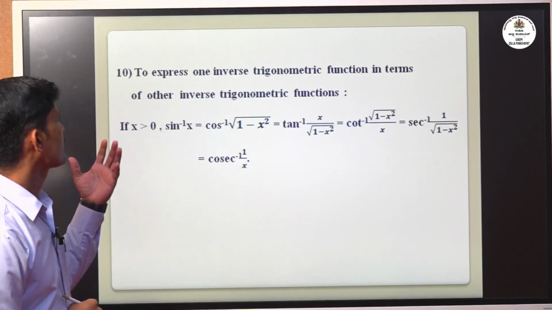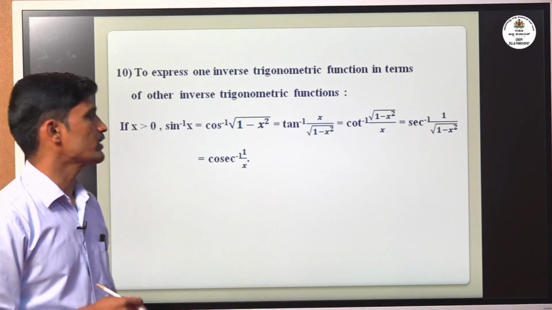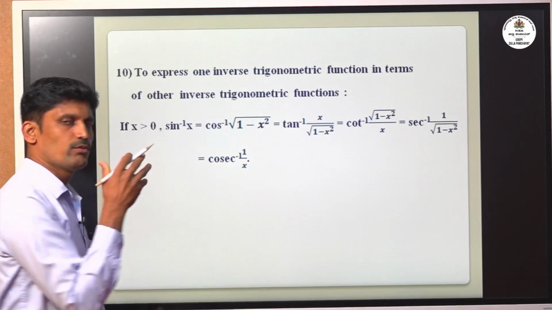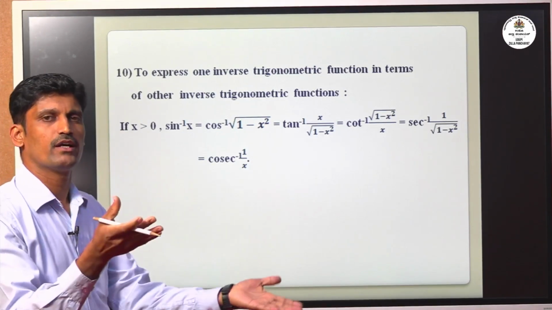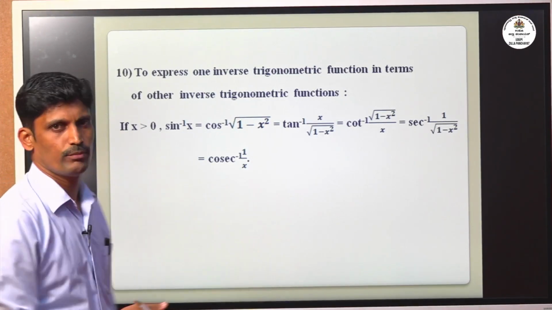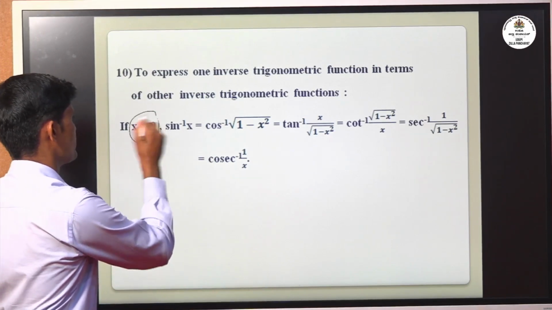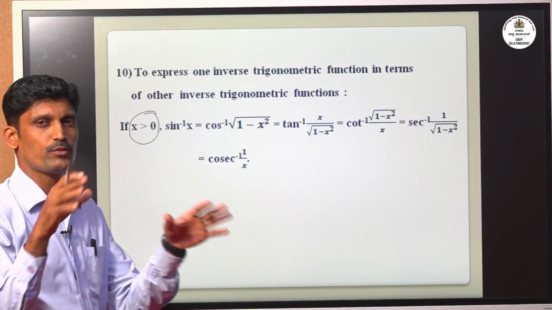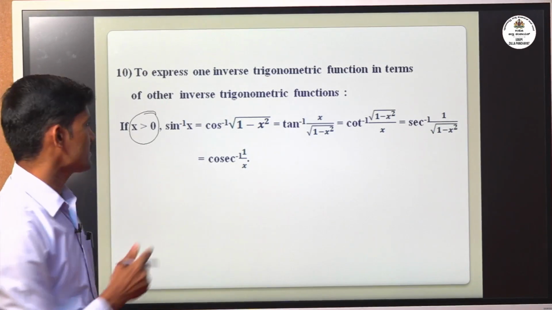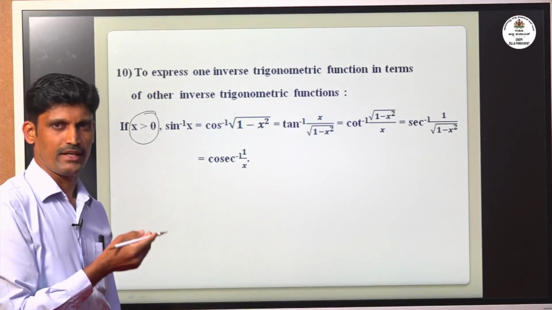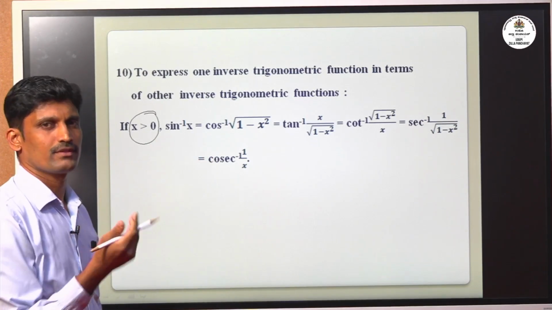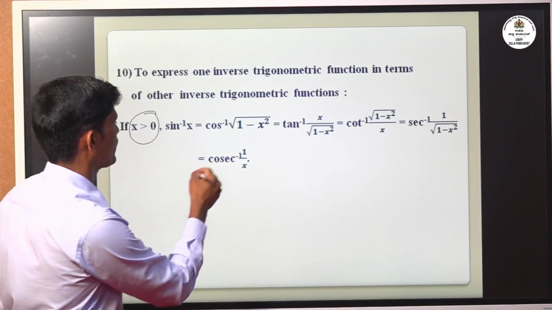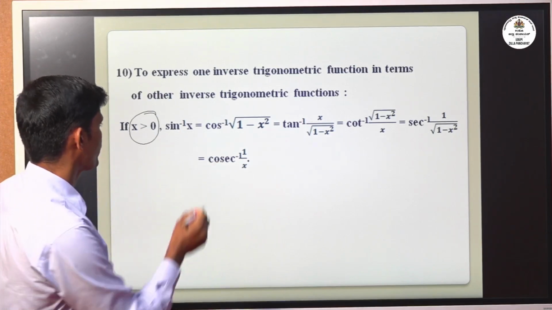And then, to express one inverse trigonometric function in terms of other inverse trigonometric functions, that is true. One inverse trigonometric function can be expressed in the form of the remaining 5 inverse trigonometric functions if x is greater than 0. And other definitions are possible in the corresponding domains only. For example, sin inverse x can be expressed in terms of say tan inverse x, and also we can express it in terms of cosecant inverse x.